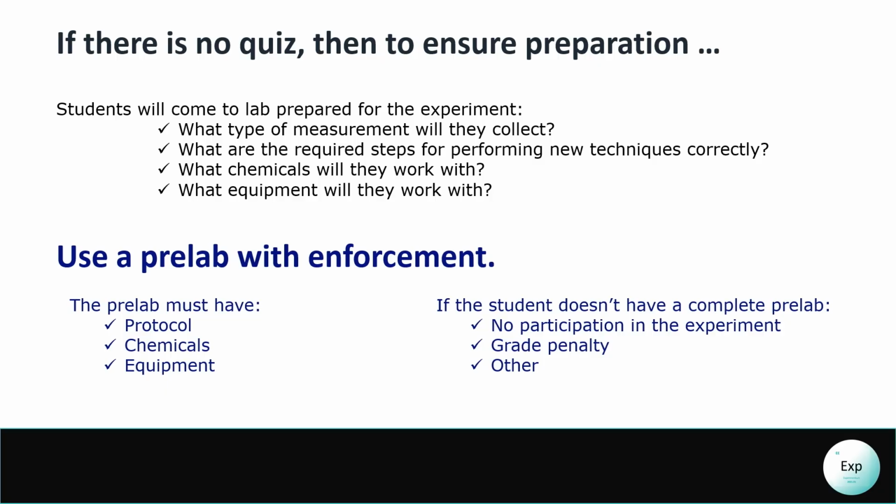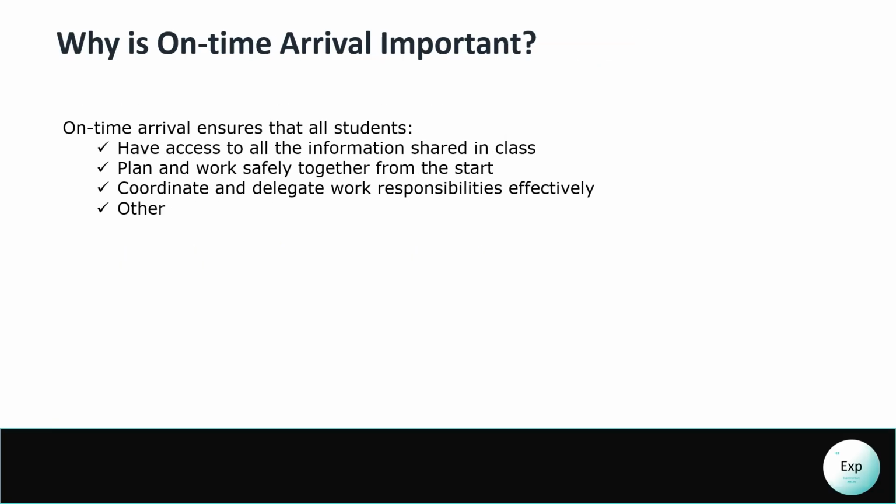In the Experimentium collection, you will find that our pre-labs are formatted for these 3 categories, and they do not require any further tasks from the students. We recommend that the no participation in the experiment be enforced to ensure that students know what the expectations are and that students come prepared for the experiment.